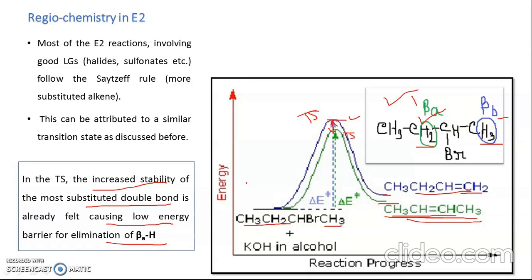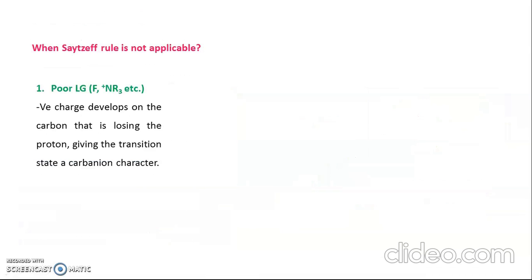But in some cases, we can see the opposite product, that is Hofmann may be the predominant product. So when Saytzeff rule is not applicable, that we have to see. In some cases, it is not applicable. When our leaving group is very poor, suppose fluoride is the leaving group, that is also halide, but it is not Cl, Br or I, suppose fluoride. And another may be quaternary ammonium salt, N plus R3, 3 alkyl group. So if this type of leaving groups are there, what will happen?